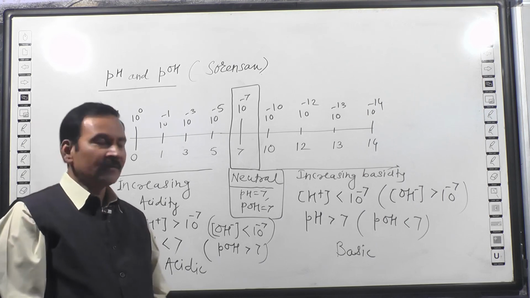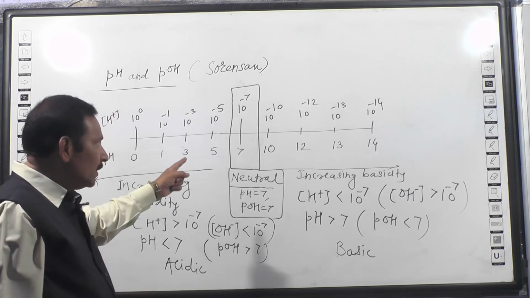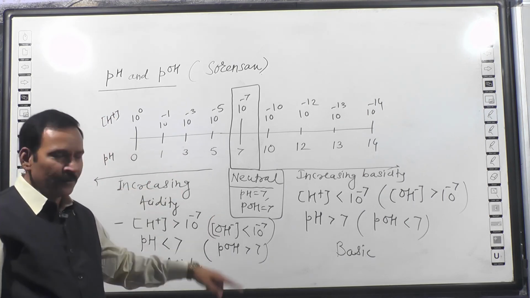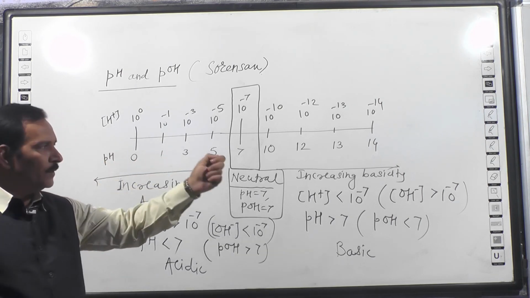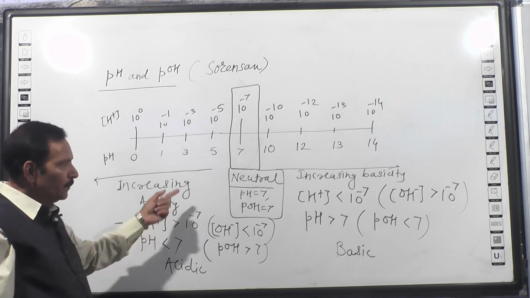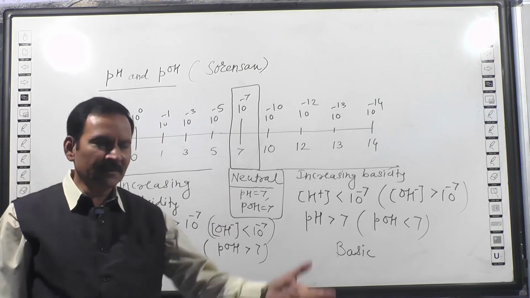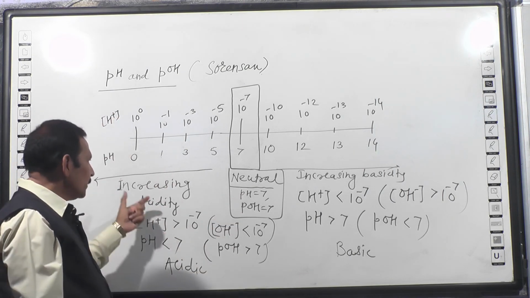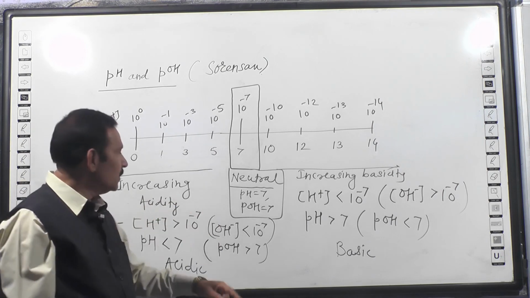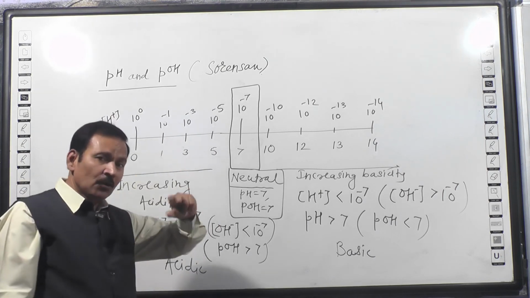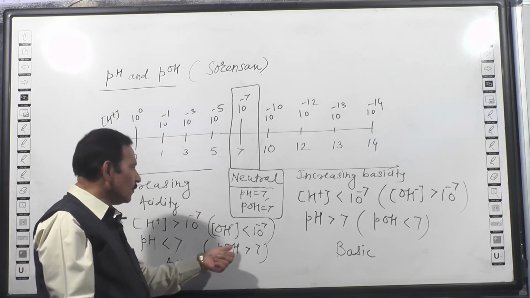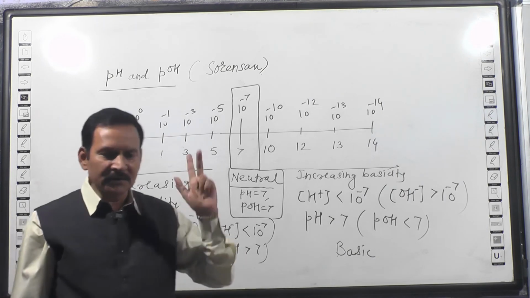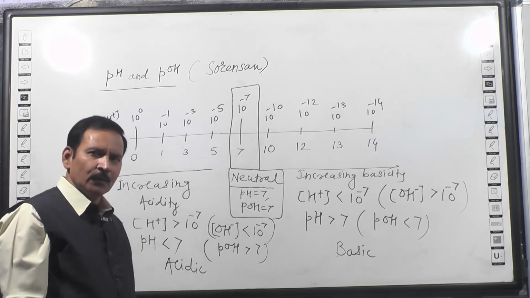So this is all about the concept of pH: why it is introduced, what the Sorensen scale is, what the definition of pH and pOH is, how pH and pOH are related to one another by one equation, and how to calculate the value of pH or pOH if H plus is given, or the converse is also acceptable. If the value of pH or pOH is given, you can calculate the concentration of H plus and OH minus ion.